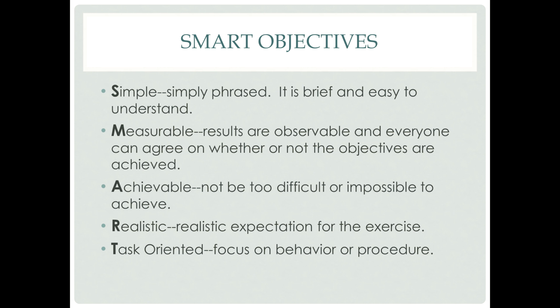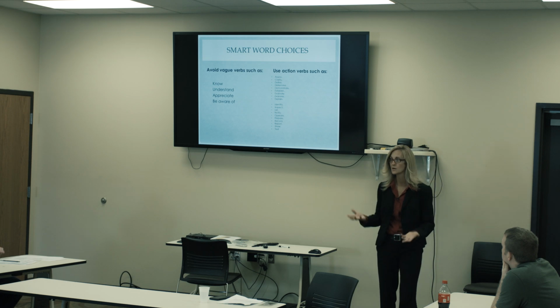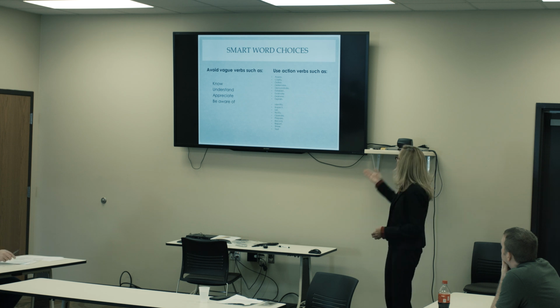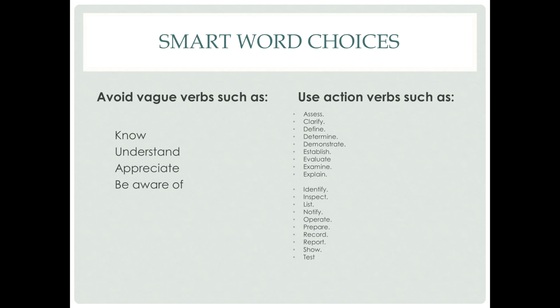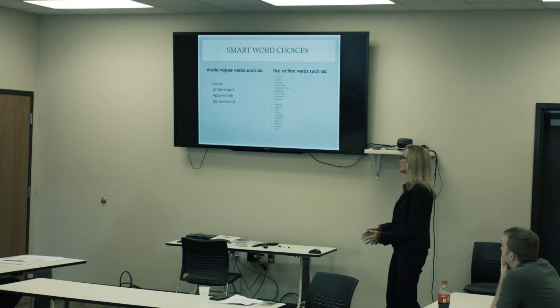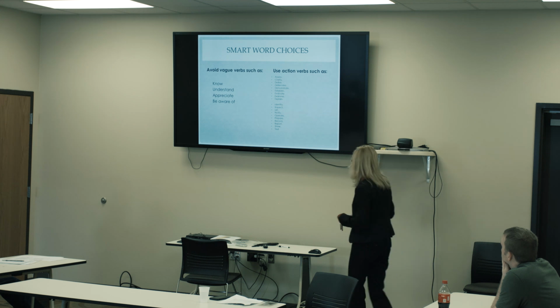We want you to look at the type of verbiage, the type of words that you're using to create the SMART objectives. Avoid vague verbs like know, understand, appreciate, be aware of, because you can't measure that, right? You can't really test it. You can't evaluate it. So we want you to use action verbs like assess, clarify, define, determine, demonstrate, establish, evaluate, examine, explain, identify, inspect, list, notify, operate, prepare, record, report, show, test, all of those things. You can use more, activate, implement. Whatever, but we want you to use action verbs where you can say, yes, they were activated, they did notify. Things that you can evaluate.